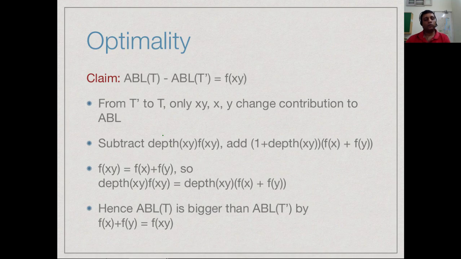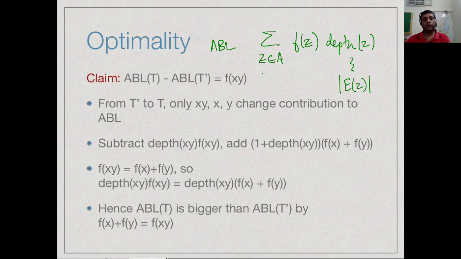This is not very difficult to prove. Okay, so in that summation that we had, in the tree notation, remember this depth of z is the same as the length of the encoding of z, because the depth exactly reflects the length of the string used to encode it. So this is our ABL calculation. Now for every node other than x, y and xy, they are exactly at the same position in T and T prime, so the terms in the summation don't change. So the only changes are between these three nodes.